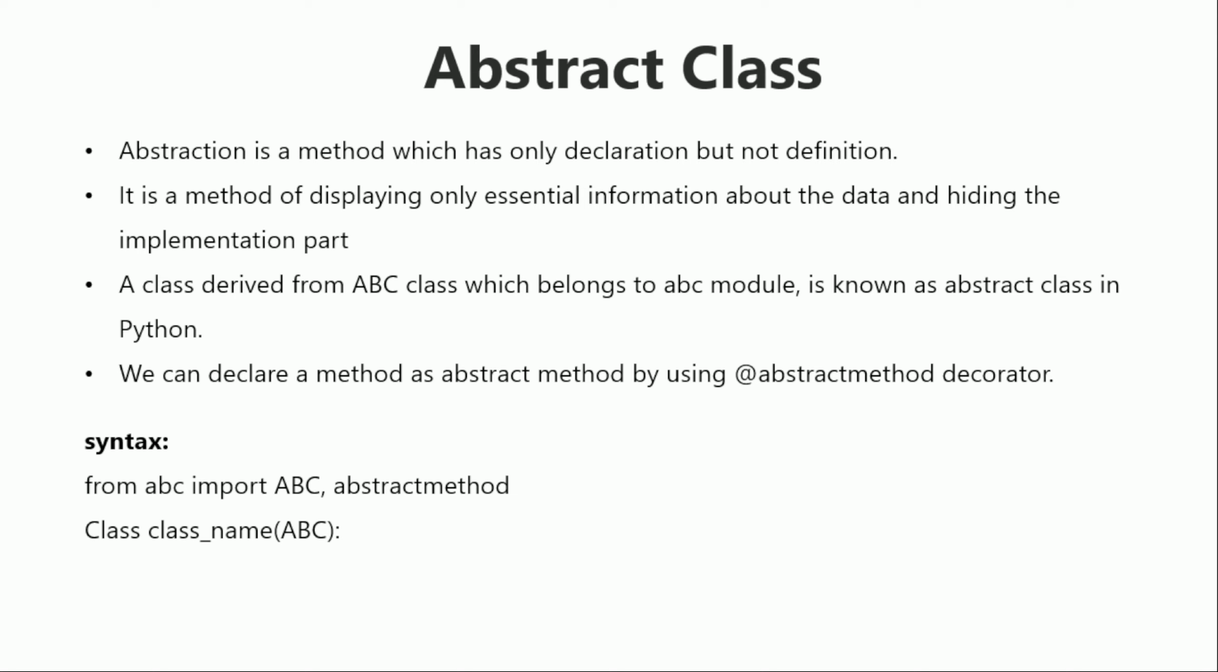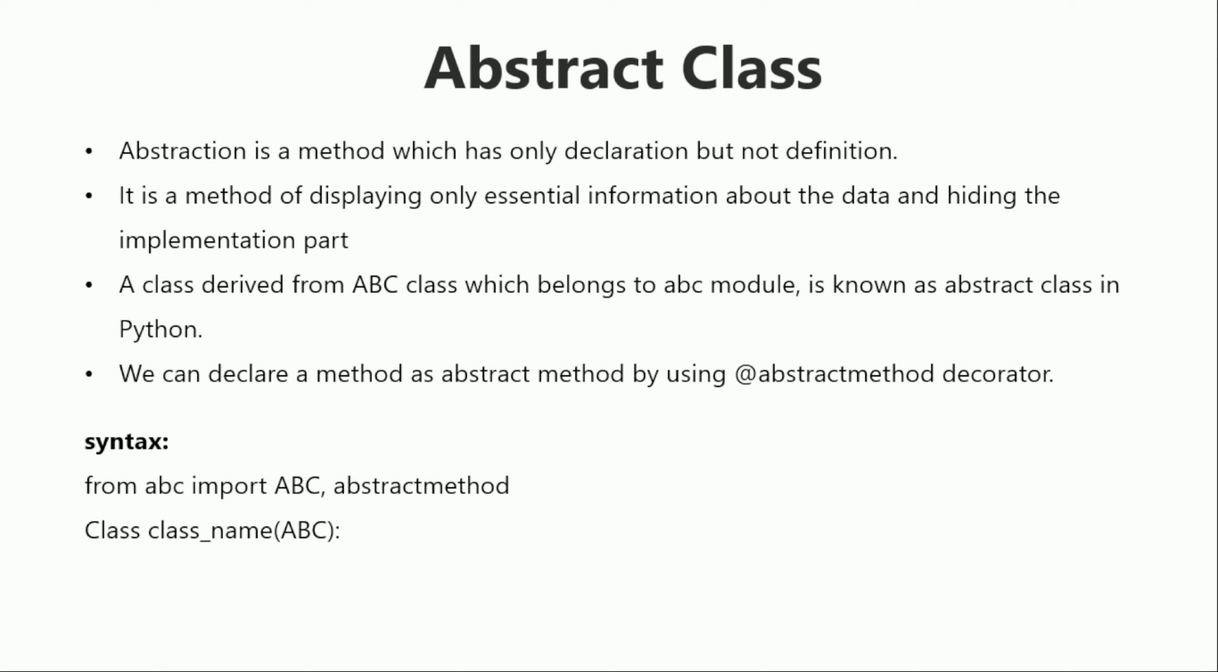For that, a class derived from ABC, the abstract base class which belongs to the abc module, is known as an abstract class in Python. So ABC is an abstract base class which belongs to the abc module. If you import it, then the following class becomes an abstract class.